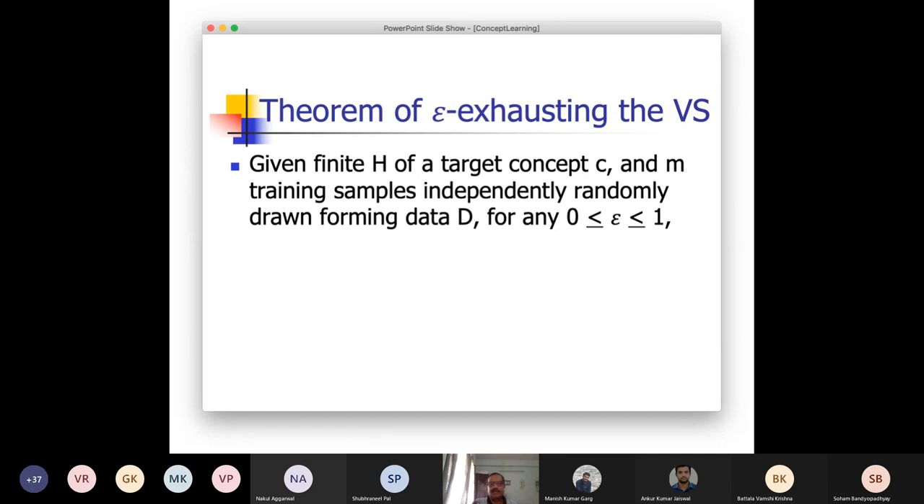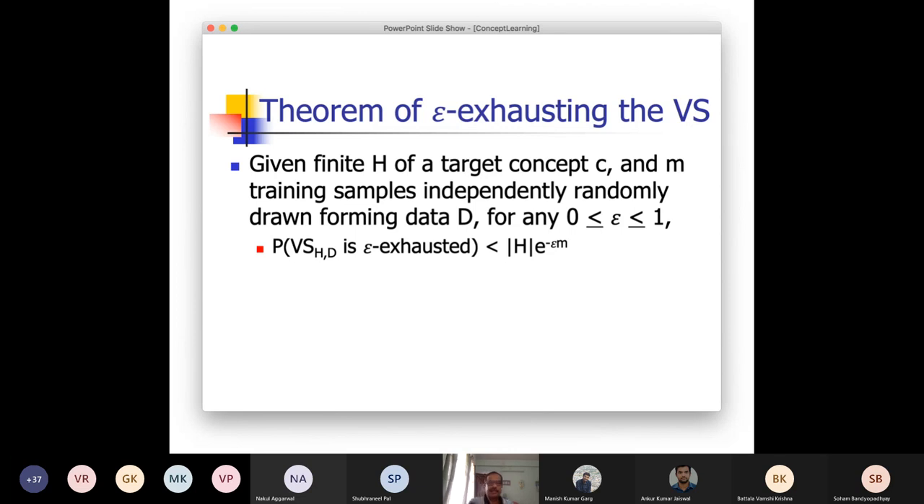So the theorem of epsilon exhausting the version space is that, given a finite hypothesis space, that is, a finite size of hypothesis space, of a target concept C, and m training examples independently randomly drawn forming data D. So D is your set of training samples, in the form of instance and its label. For any epsilon parameter, of course epsilon here is bounded by 1 because it's a probability, but the desirable value of epsilon should be half for PAC learnable things.